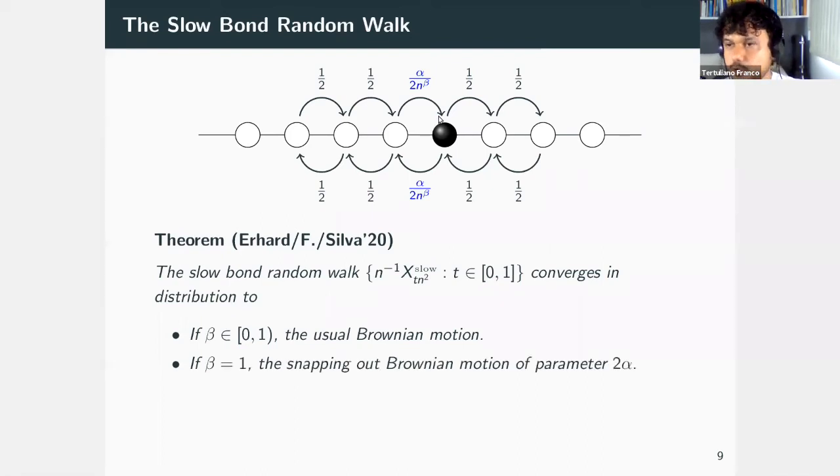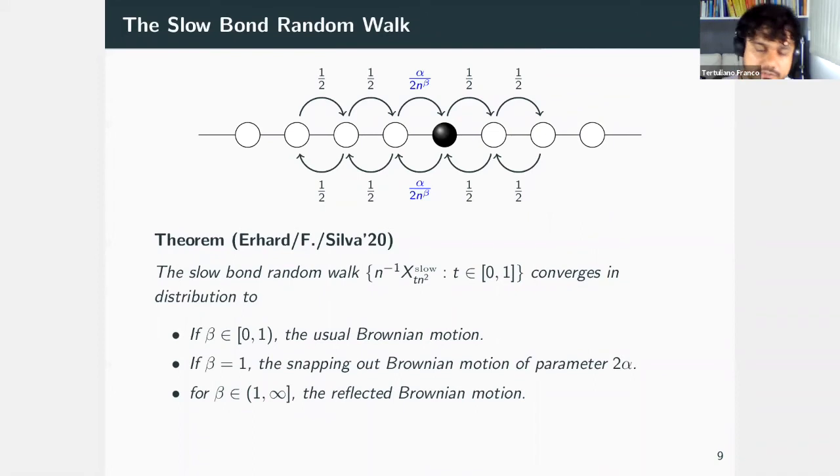If beta is equal to 1, the limit is the snapping out Brown motion of parameter 2 alpha. I'm going to explain in a moment what it means. And if beta is bigger than 1, it converges to reflected Brown motion. Observe that it's not immediate that the limit is the Brown motion even for beta equal to 0, because I have this alpha here. So even for beta equal to 0, there is some work to prove that the limit is the Brown motion. But it's the usual Brown motion.